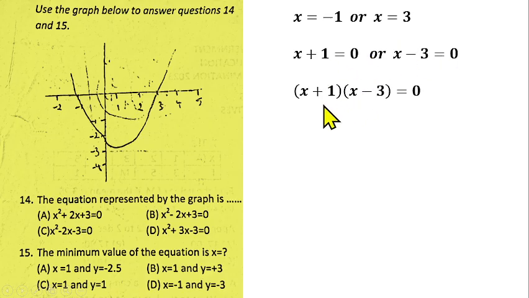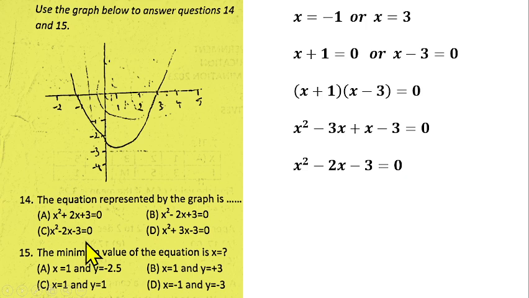That means their product should also be equal to 0. Then expand. You have x squared minus 3x minus x minus 3 equals 0. Collect like terms, so minus 3x plus x gives us minus 2x. So you have x squared minus 2x minus 3 equals 0. So this is the equation that represents this curve, which is option C for question number 14.